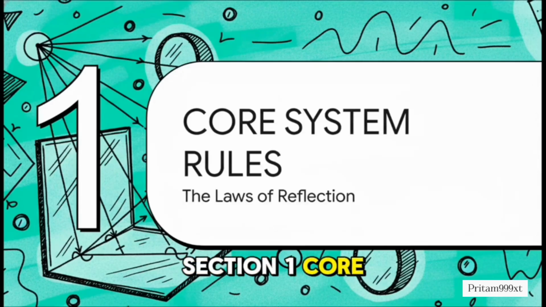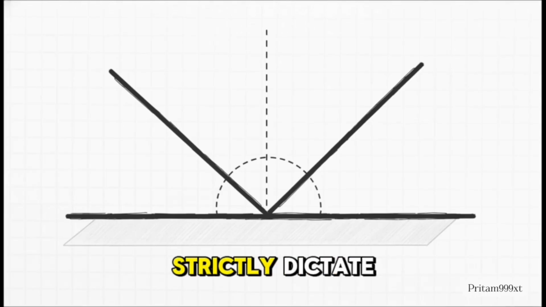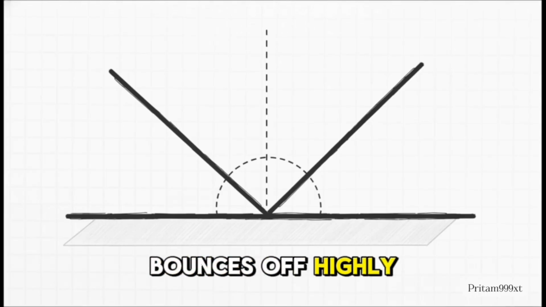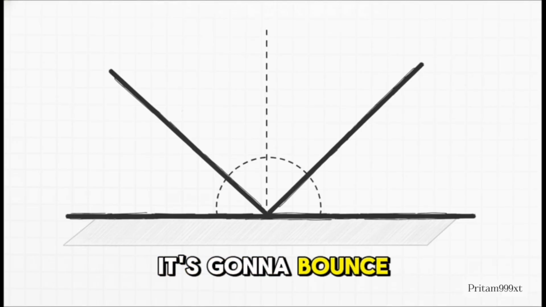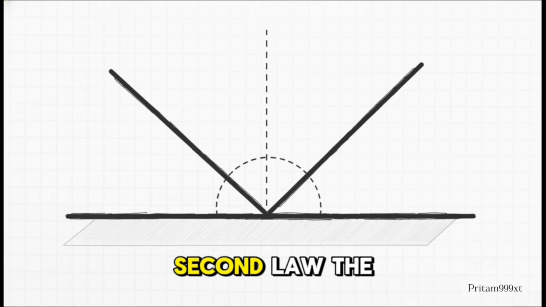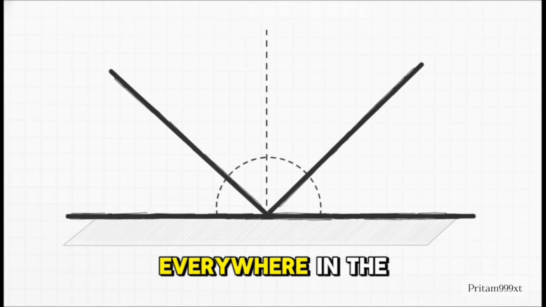Section 1. Core System Rules, the Laws of Reflection. So these rules strictly dictate exactly how light bounces off highly polished surfaces. First law, the angle of incidence, which we'll just call I, is exactly equal to the angle of reflection, or R. Basically, if a laser hits a mirror at a 30-degree angle, it's going to bounce off at exactly 30 degrees. Second law, the incident ray, the normal at the point of incidence, and the reflected ray all lie in the exact same plane. And hey, these aren't just polite suggestions. They apply to absolutely all reflecting surfaces everywhere in the cosmos.